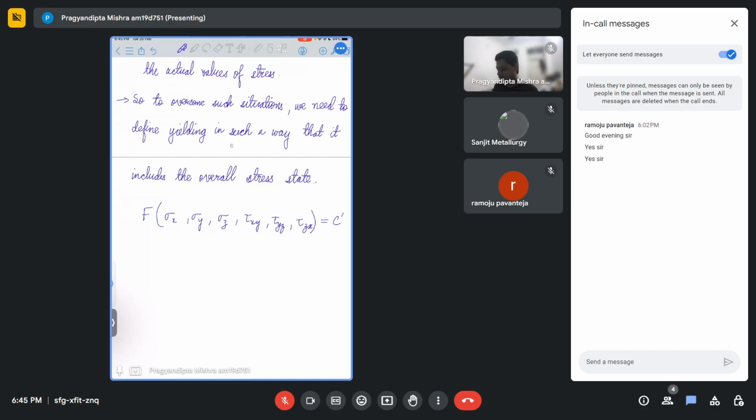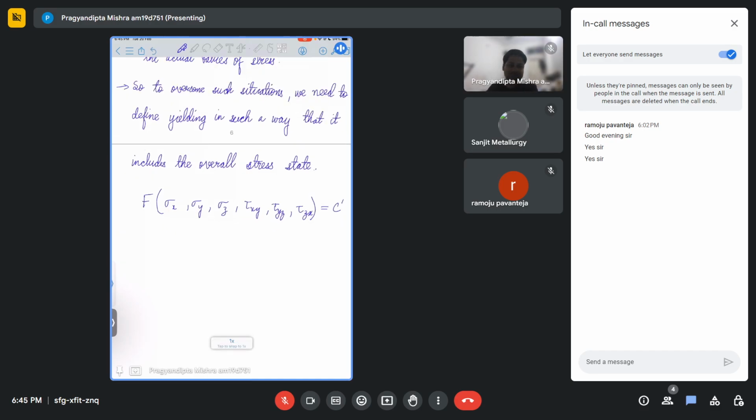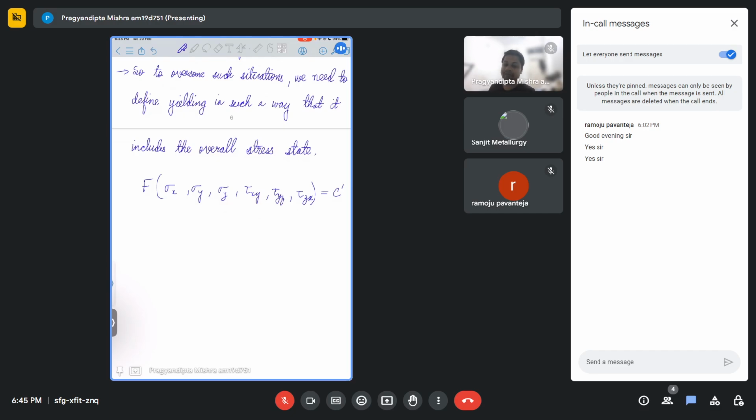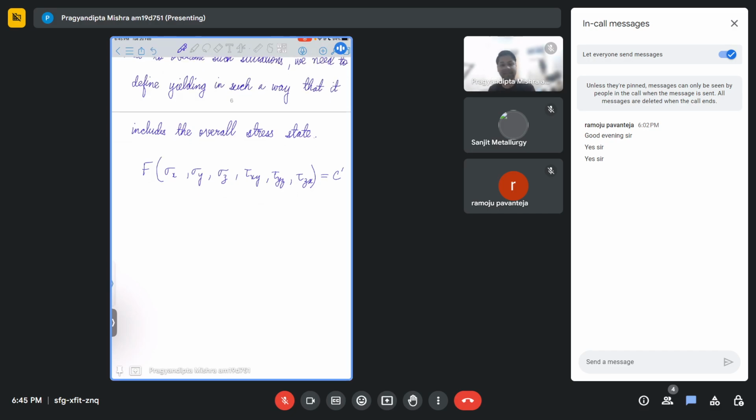Similarly, we can write it in terms of principal stresses also, some other function. It will take sigma 1, sigma 2, sigma 3, and it will be equal to some other constant c, which will again represent yield stress in some form. Now, before we move on to how to define the yield stress, let's talk about what kind of material system we'll be dealing with while defining the yield stress.